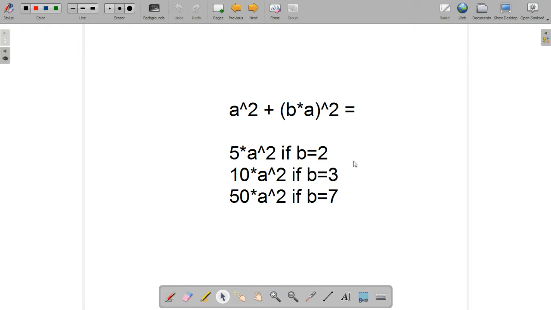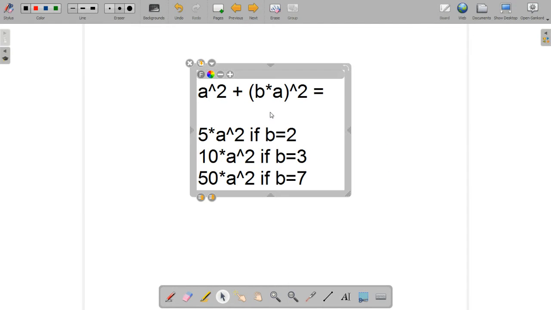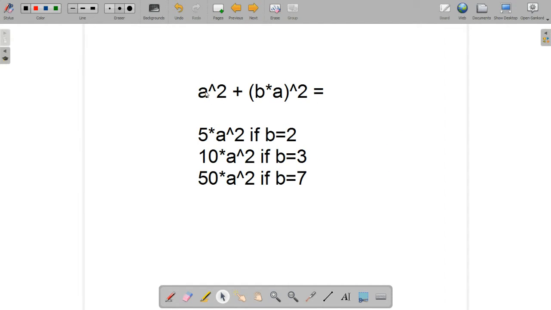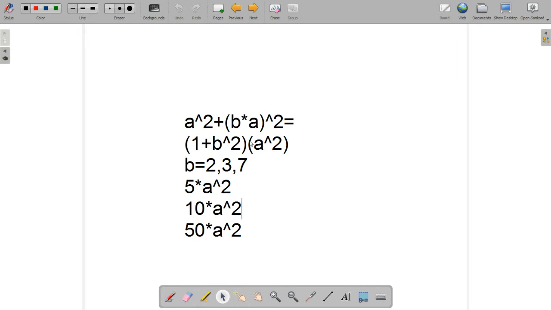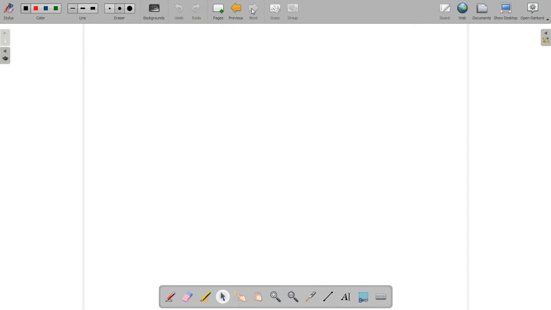Like I said, b is more commonly used as 2, 3, and 7, and you're more likely to get these 3. I don't recommend you memorize it, just remember that you factor out an a squared from this, and you get this. You add 1 to the b squared. Okay, now let's have an example.